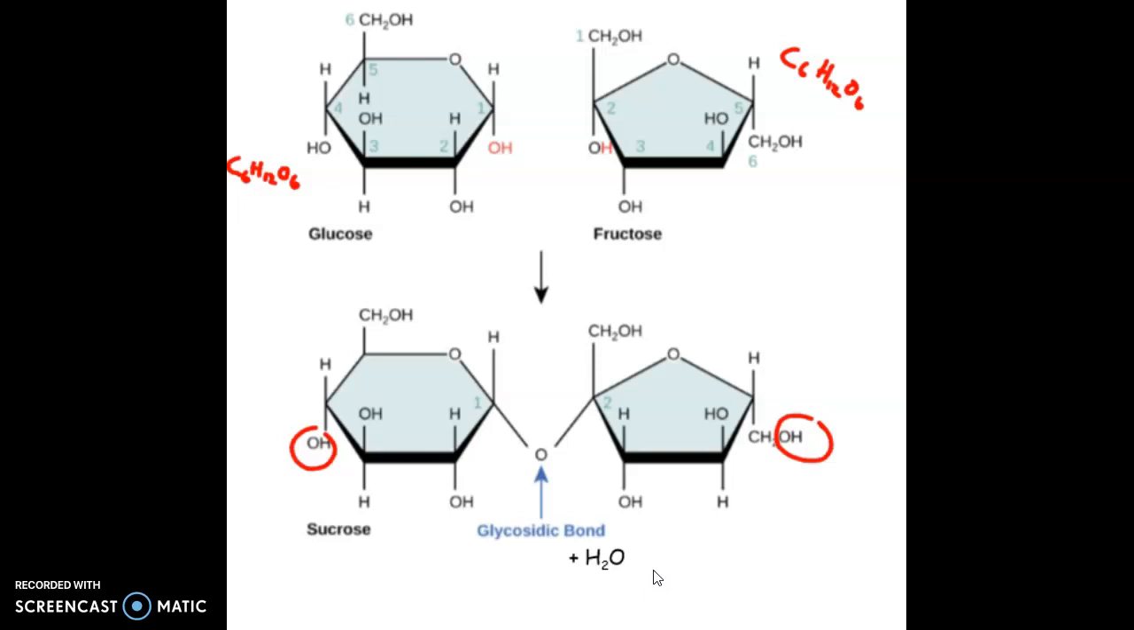It's just a different starting point. So instead of two glucoses, it's a glucose and a fructose. When they come together, that combination is known as sucrose.